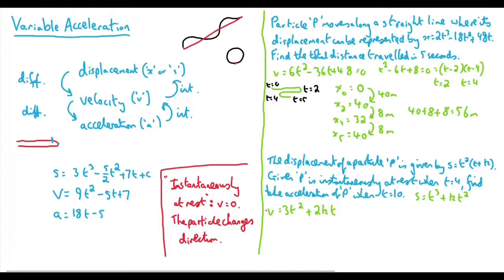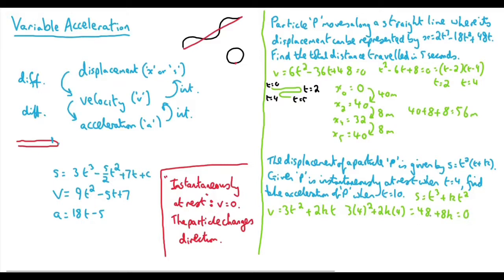Now we know that the velocity is 0 because it's instantaneously at rest when t is 4, so we can say that 3 lots of 4 squared plus 2 times k times 4 is going to equal 0. If we want to simplify first, 3 times 4 squared is 48, and then this here is going to be 8k. So yeah, that's going to equal your 0.